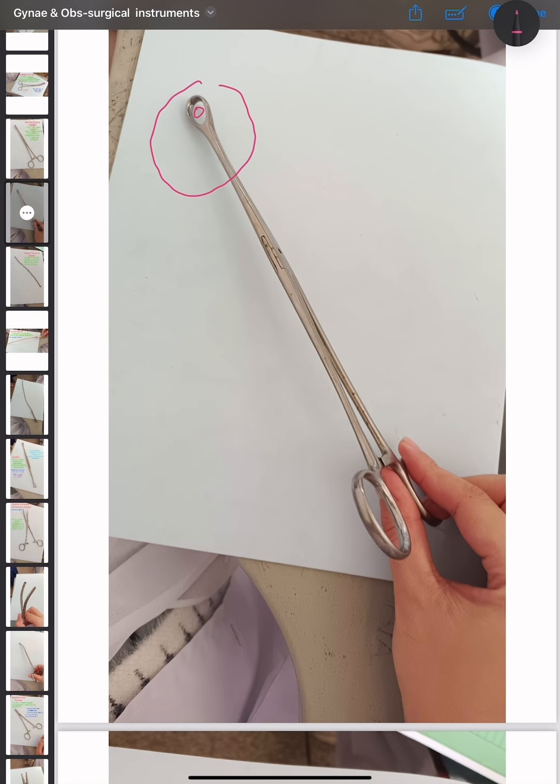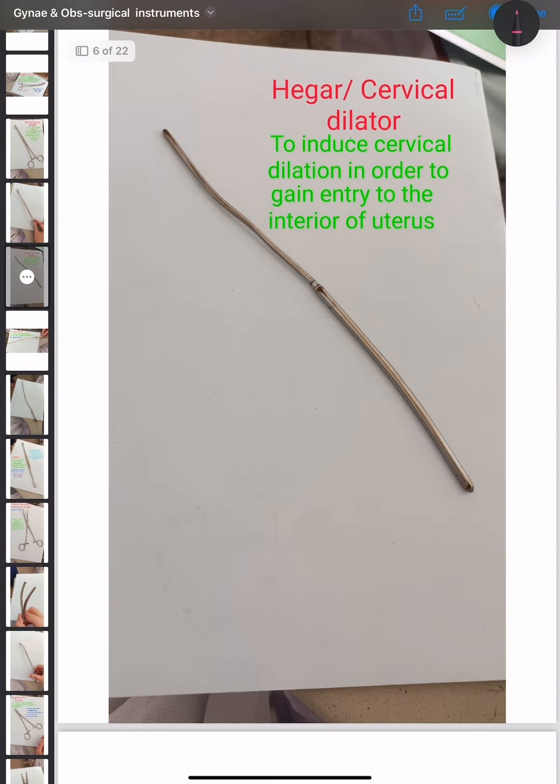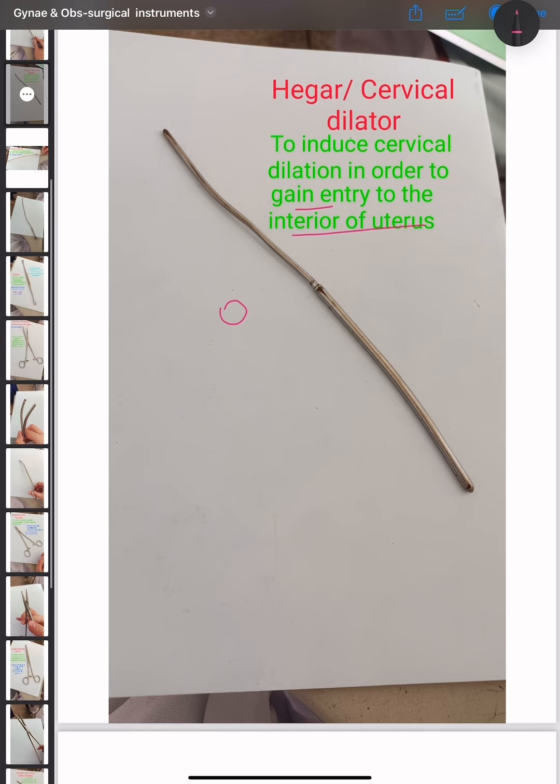Okay, the next instrument is Hegar's or the cervical dilator. It is used to induce cervical dilation in order to gain entry to the interior of the uterus. Whenever we want to take a curettage or biopsy, or we want to see the internal genital tract, this Hegar dilator is inserted inside the uterus, and it is used to dilate the cervix. Then the procedure is done.